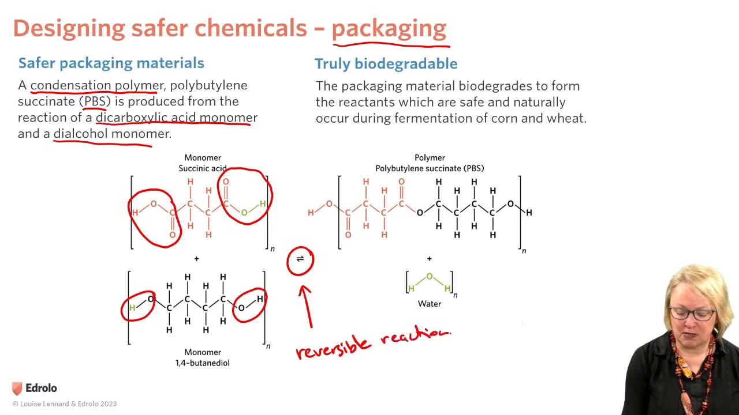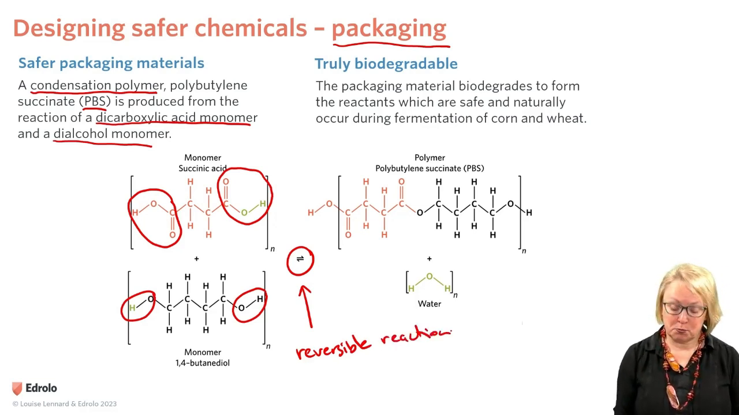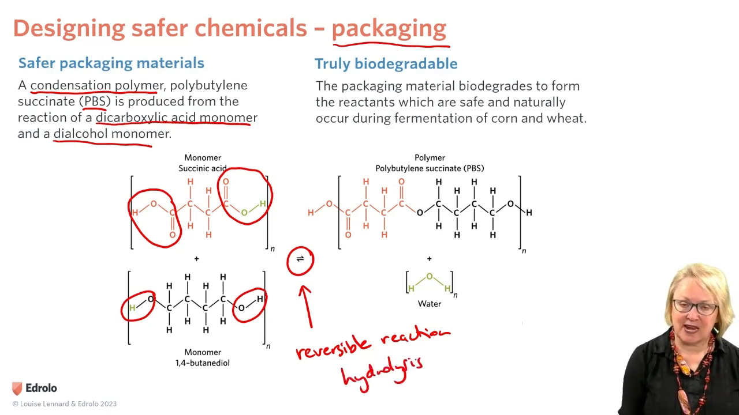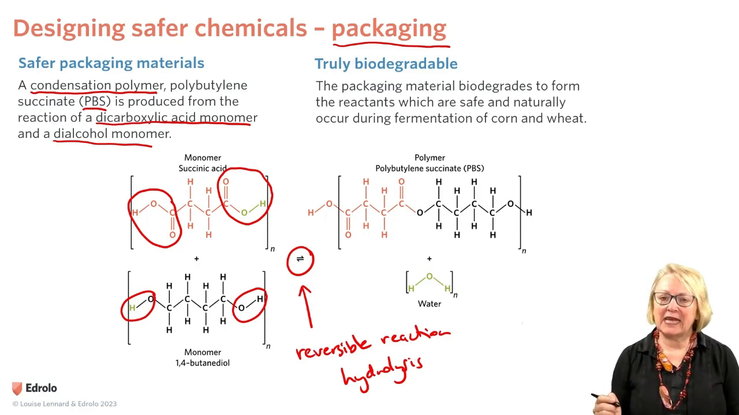So to make the polymer is condensation. The reverse process is hydrolysis, which means that we can go back to our starting materials and means that we produce less waste.